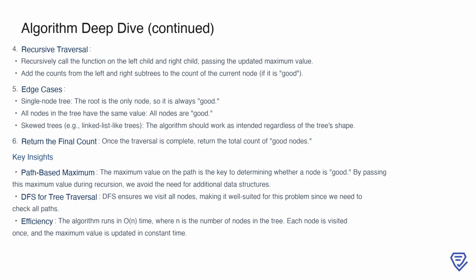There are a few edge cases we need to handle. For instance, in a single node tree, the root is always good since there's no other node to compare it against.